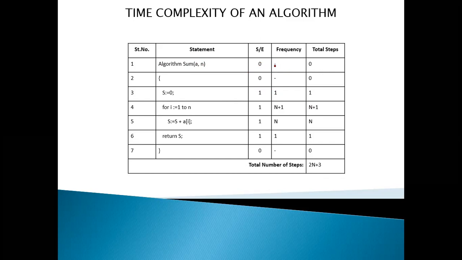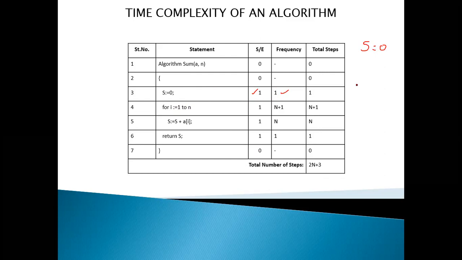That's why the frequency is not specified here. Then these two curly braces are syntax, and these two statements are not going to be executed or processed, they process nothing. That's why these two are also 0, 0. Here s is equal to 0. That means s is a variable and the value 0 is assigned to this s. That's why it is executed once and the frequency is 1. Only one-time initialization. Here this is a looping statement.